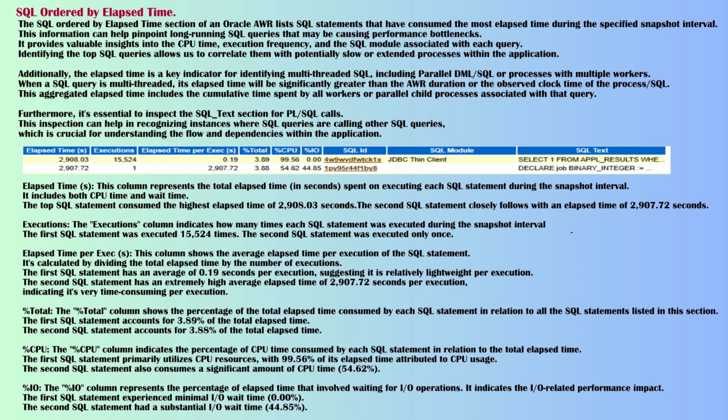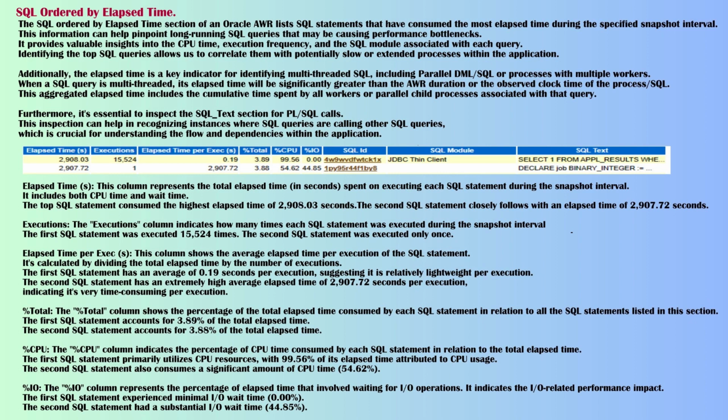Elapsed time: this column represents the total elapsed time, in seconds, spent on executing each SQL statement during the snapshot interval. It includes both CPU time and wait time. Executions: the executions column indicates how many times each SQL statement was executed during the snapshot interval. Elapsed time per exec: this column shows the average elapsed time per execution of the SQL statement. It's calculated by dividing the total elapsed time by the number of executions.